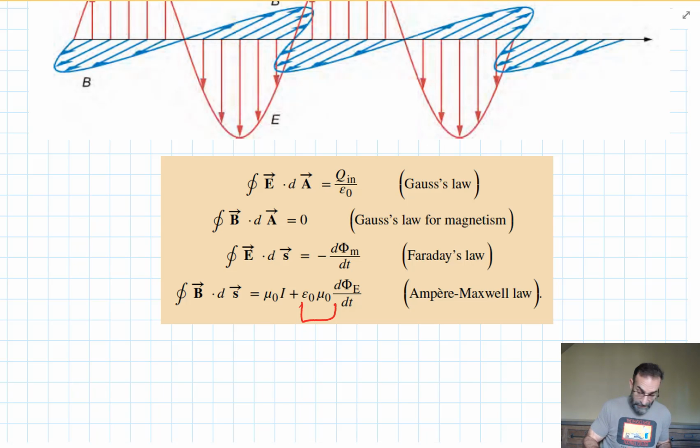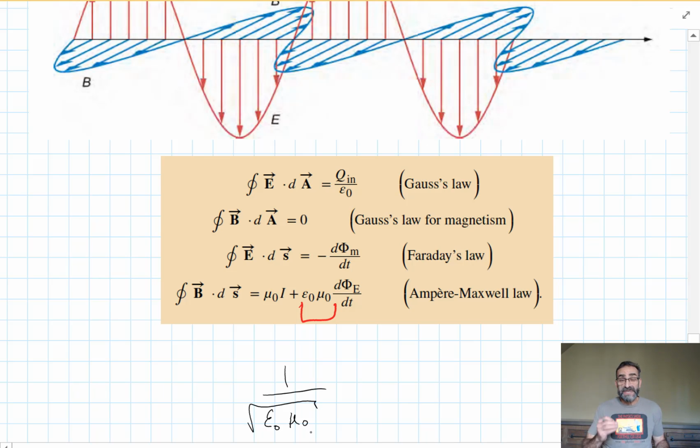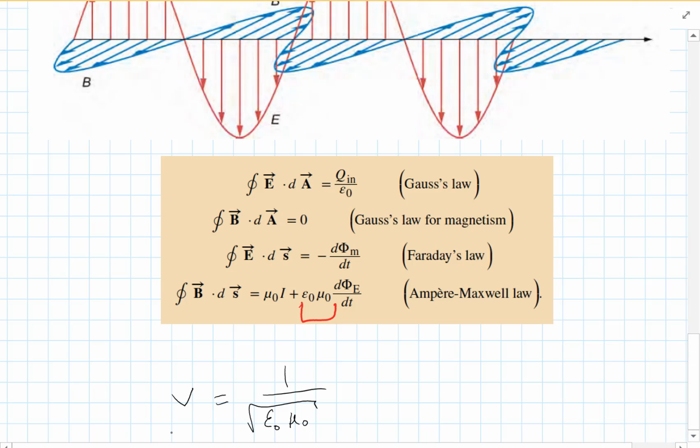It turns out that 1 over the square root of epsilon naught times mu naught is this special speed that the waves have to propagate at in order for energy to be conserved. That's the velocity of an electromagnetic wave. That turns out to be 3 times 10 to the 8th meters per second. We have a special symbol for that. We call it c, the speed of light.